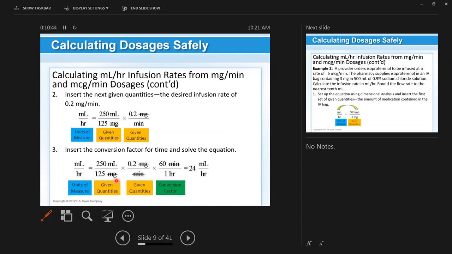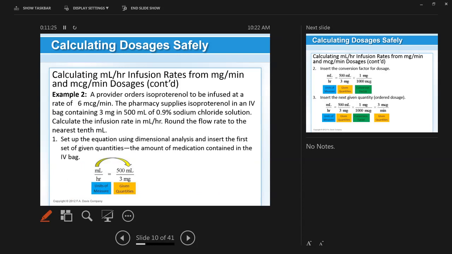Now remember, how we deduce labels is by if it's on the top, we can cross it off on the bottom here. We can eliminate those. So we've eliminated milligrams, we've eliminated minutes, and then here as our double check, what we were looking for from our answer, we wanted milliliters per hour. And if you look here, we have milliliters on the top, and then we are left with hours on the bottom. When you take your calculator and take 250 times 0.2 times 60 divided by 125, you will receive an answer of 24 milliliters per hour. So this would be the answer to our question.